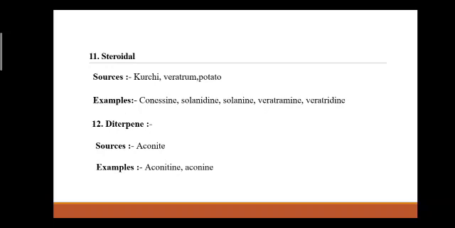11th class, steroidal. Sources: kurchi, veratrum, potato. Examples: conessine, solanidine, solanine, veratramine, veratridine. Next, class 12, diterpene. Sources: aconite. Examples: aconitine, aconine.